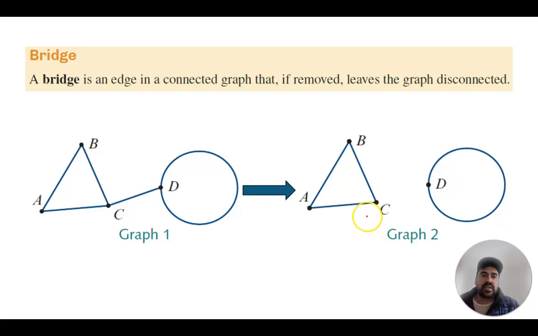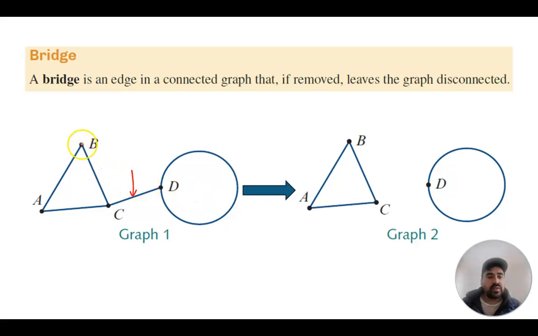A bridge is an edge in a connected graph that, if you remove it, leaves the graph disconnected. So this particular graph here, graph 1, if you remove the edge from C to D, that will disconnect the graph, leaving graph 2 here. So not all edges within a graph is considered a bridge. There's only a set or a few of them.